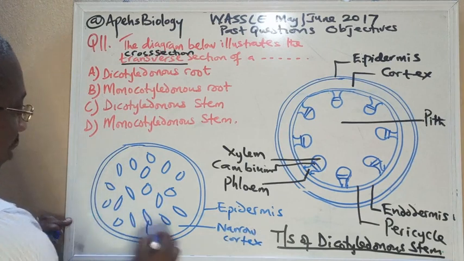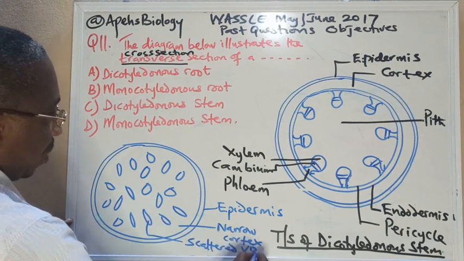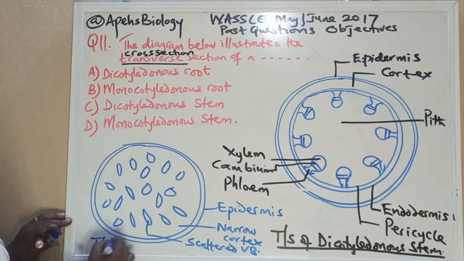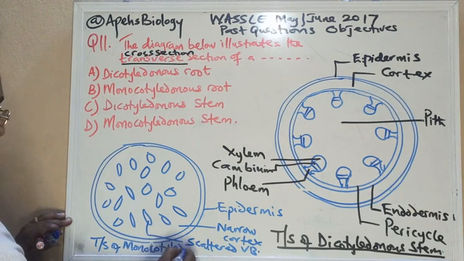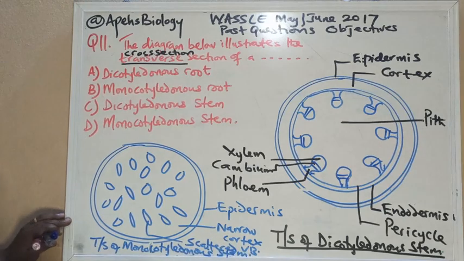And interestingly, you have what is called scattered vascular bundles. So this is the TS of monocotyledonous stem. Okay, sorry for the size of the board.